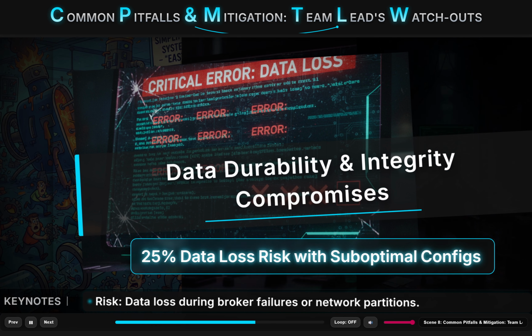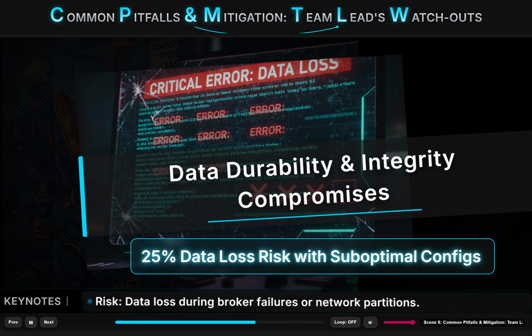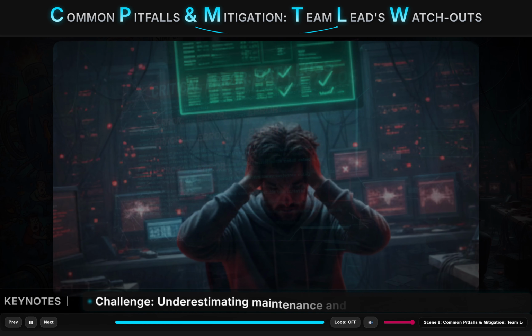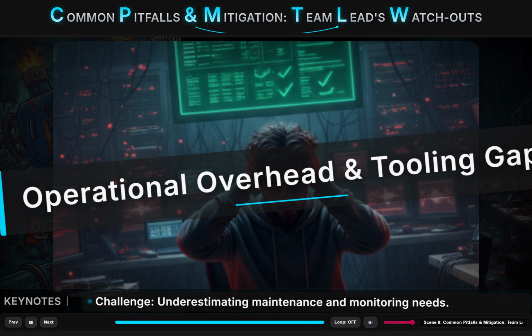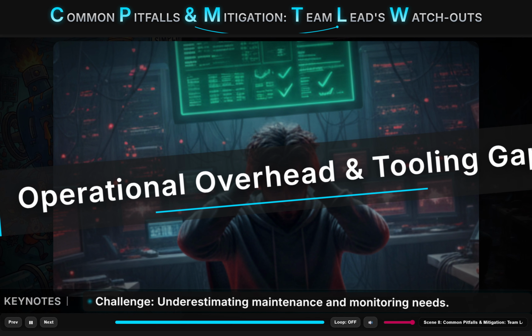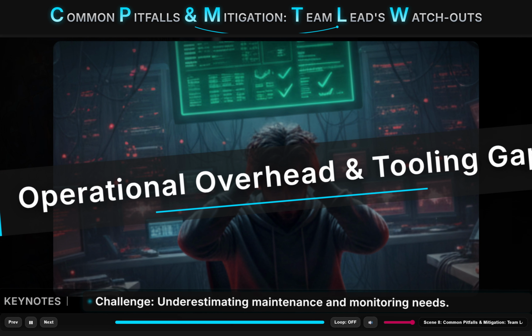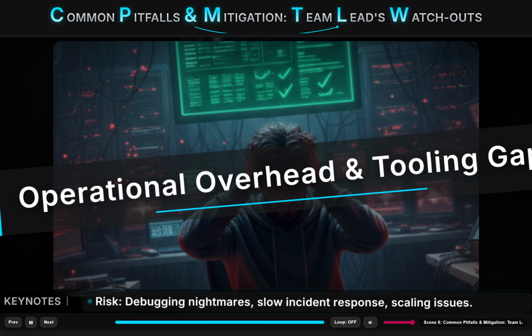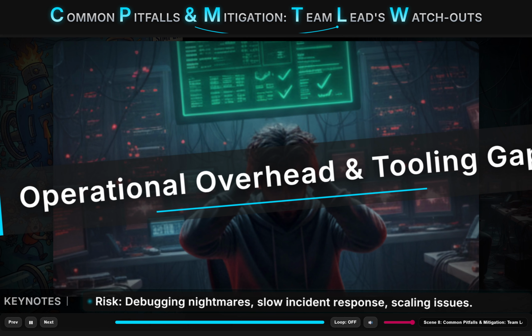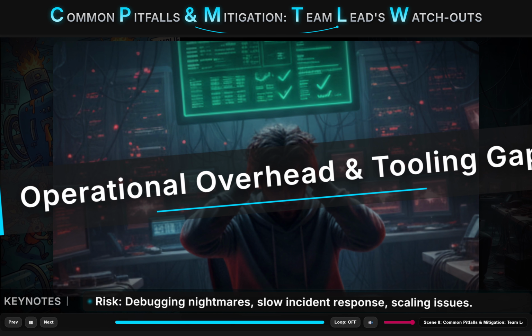Finally, let's address the operational overhead and the challenge of tooling maturity. Implementing any distributed system introduces an operational burden. While Kafka has an incredibly mature ecosystem, I hear concerns about the operational overhead of new distributed systems. For Kafka, the pitfall is often underestimating the need for dedicated operational expertise, robust monitoring, and automation.